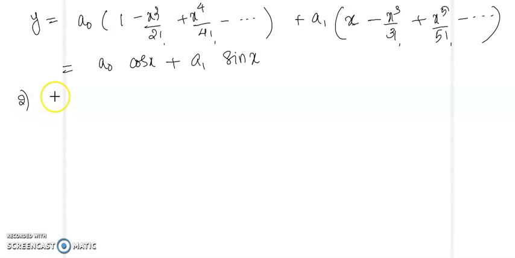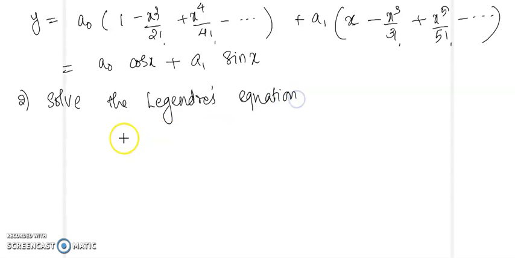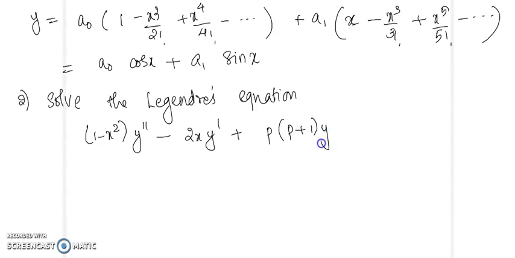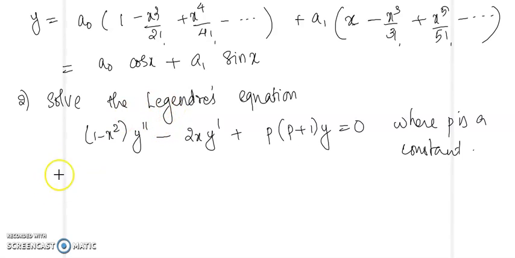Now let us look into the second example. Second is, we will solve the Legendre's equation. So Legendre's equation is 1 minus x square y double dash minus 2x y dash plus p into p plus 1 y equal to 0, where p is a constant. So we will look at the power series solution of the Legendre's equation.